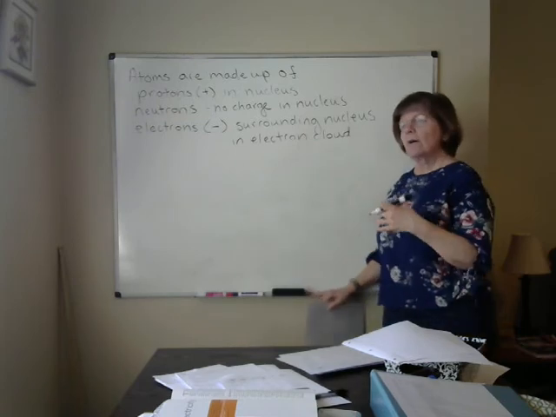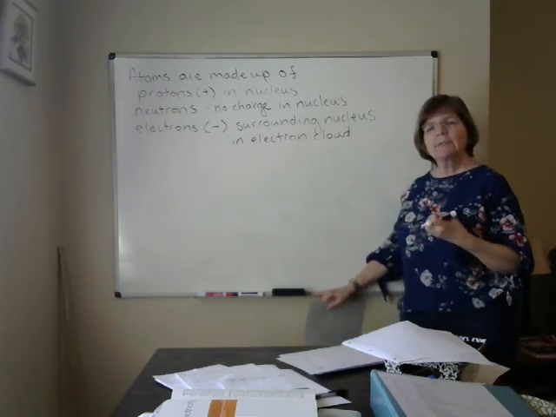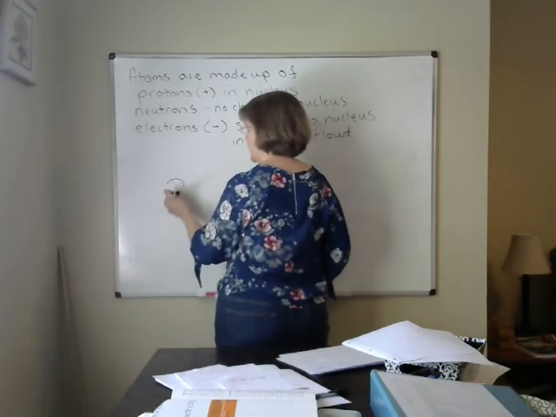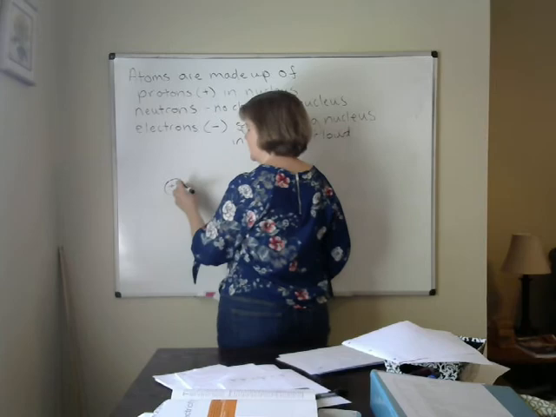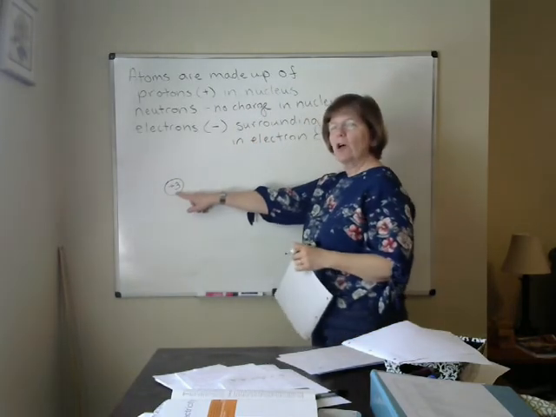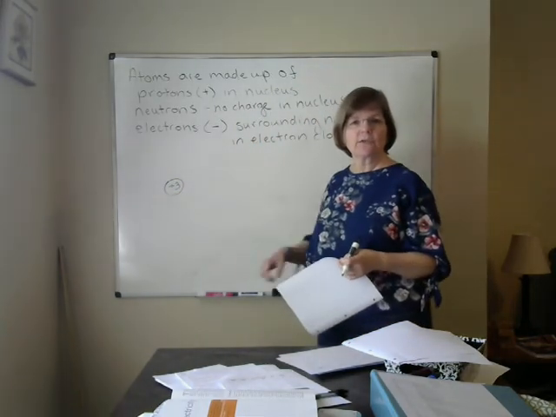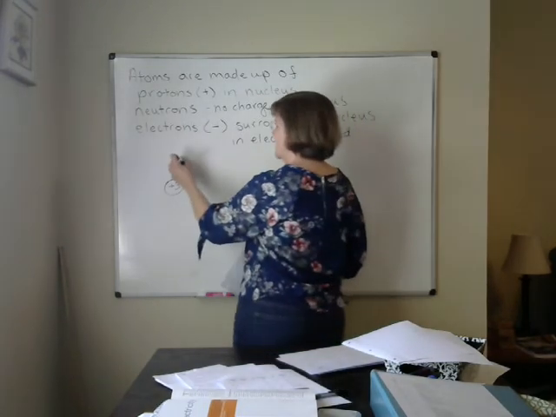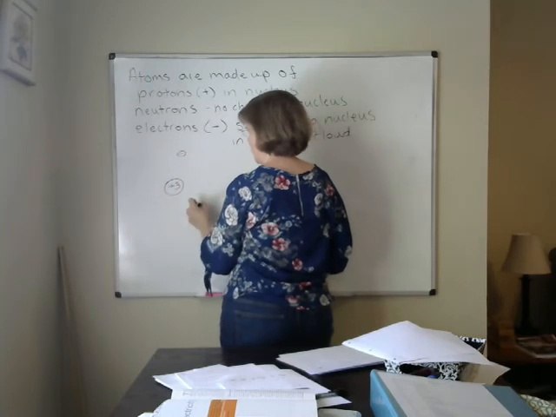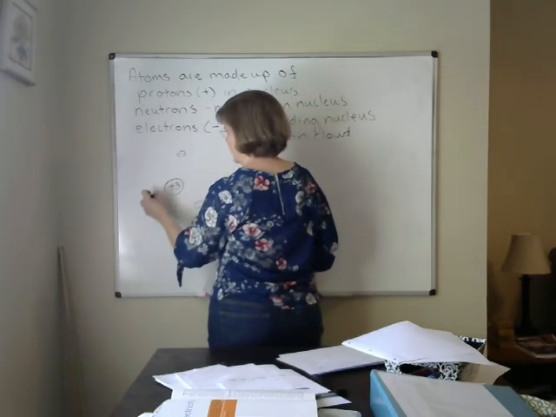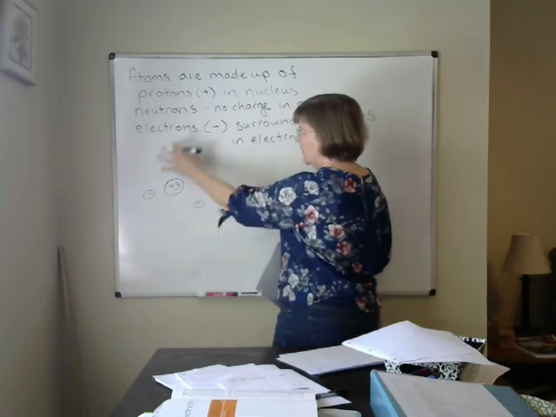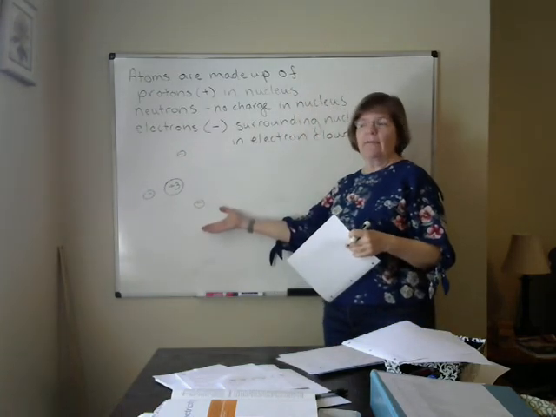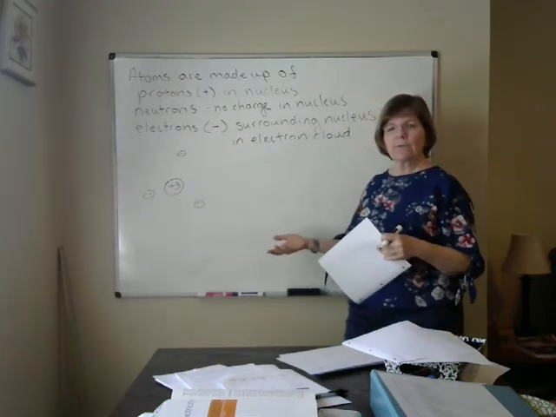Atoms are all neutral. Atoms have an equal number. So if I have an atom and here's my nucleus and it has a charge of +3 in it, that means it has 3 protons. Maybe it's got some neutrons because neutrons won't affect that charge. We've got the nucleus. And then surrounding that, we would have 3 electrons orbiting around in the cloud, okay? They'll be moving around. But atoms generally are neutral. They have an equal number of protons and an equal number of electrons.